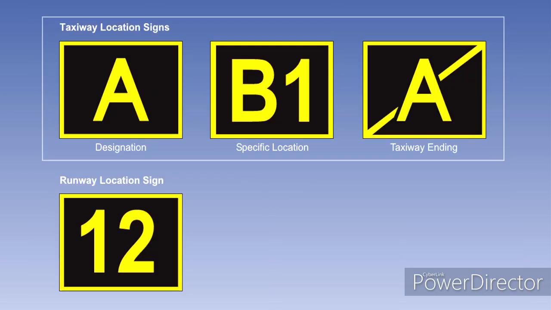Location signs are used to identify taxiways and, where necessary, runways at complicated intersections. Taxiways are normally designated with a single letter, like A for Alpha. The letters O, I and X are not used. On very large aerodromes with lots of taxiways, double-letter combinations can be used. A specific position on a taxiway will have the taxiway designator and an identifying number. Runway location signs use the first two numbers of the magnetic heading of the runway.